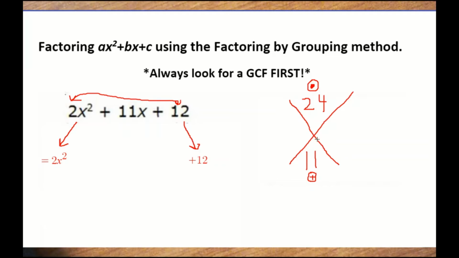So the two numbers that multiply to give you 24 and add up to 11 are 8 and 3. So 8 times 3 is 24, 8 plus 3 is 11, so we're good to go. Now, how that comes into play here is that is going to be how we split up this middle term.